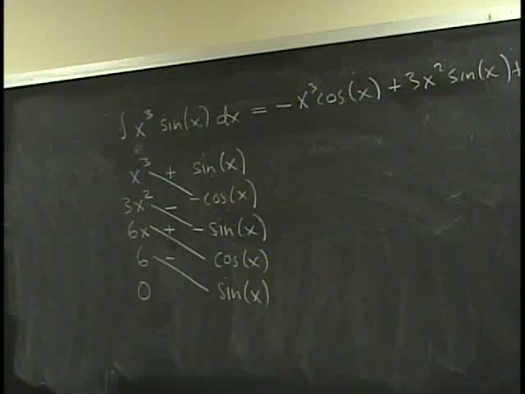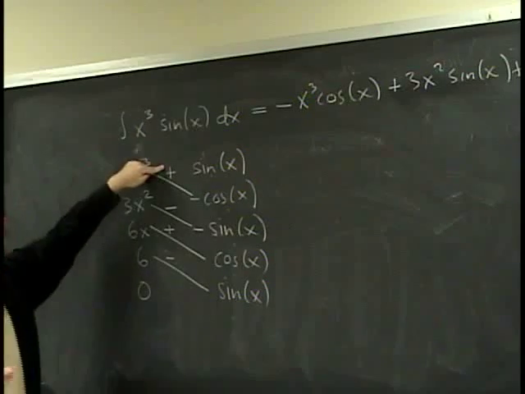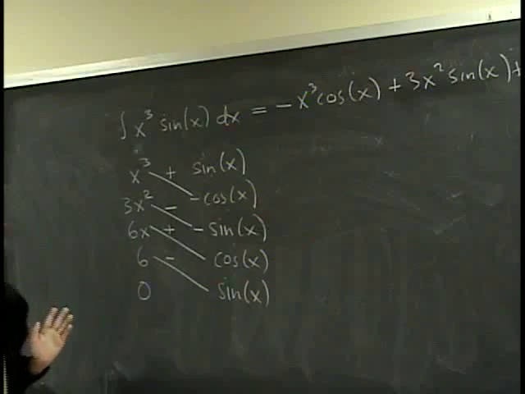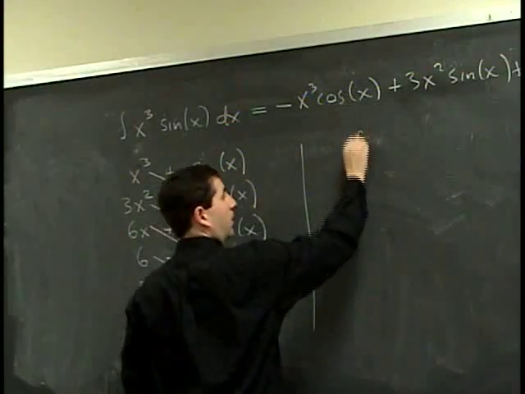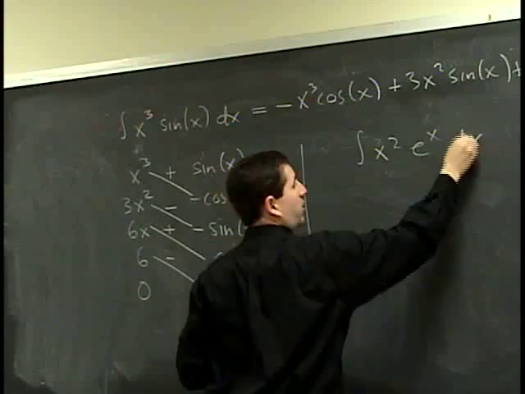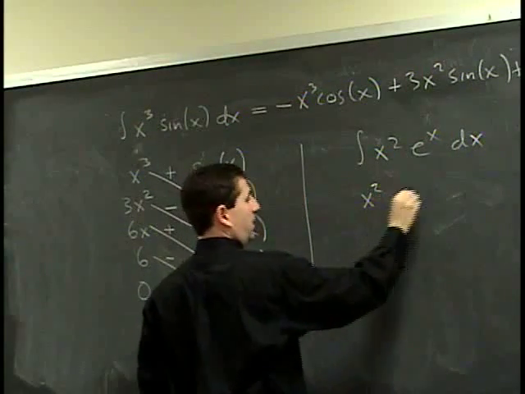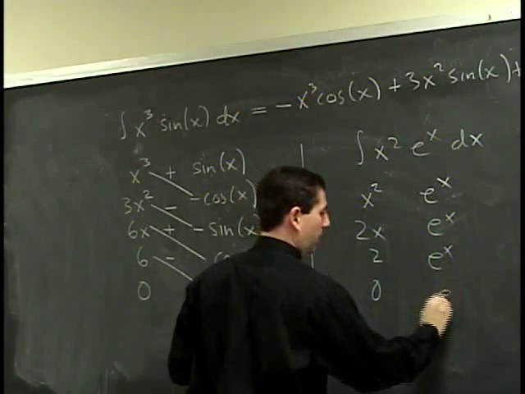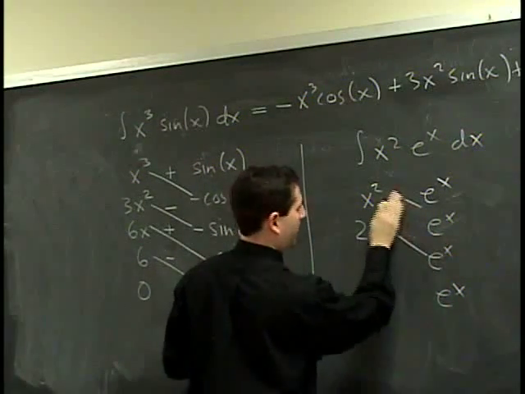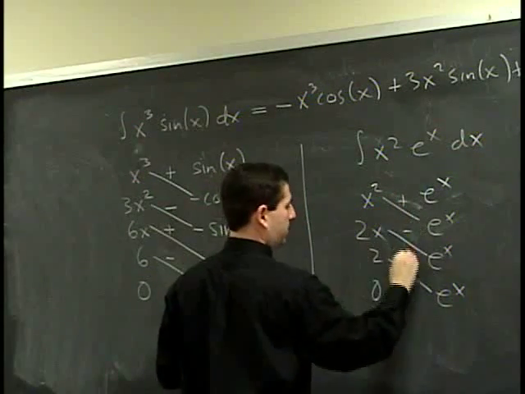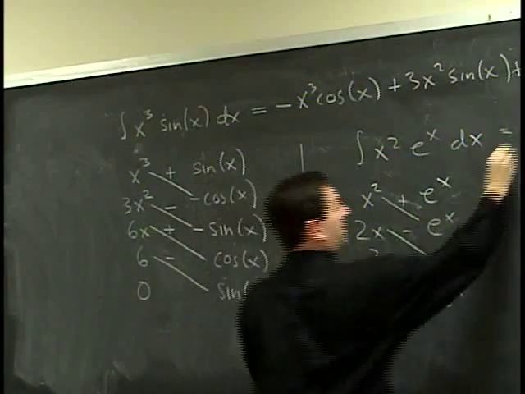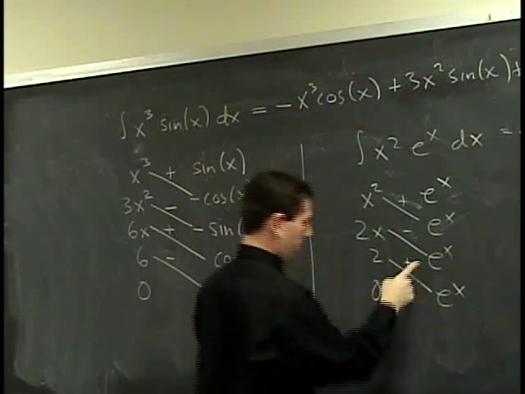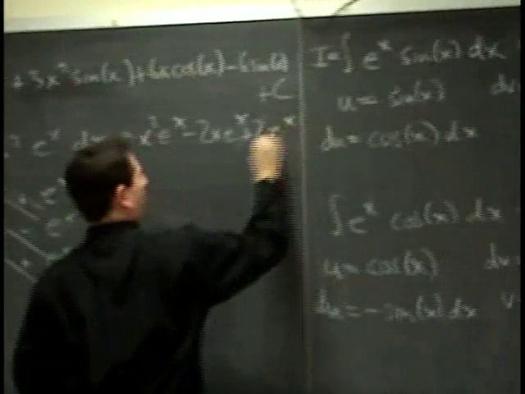Once you get the plus and minus, it's all the same. Always start with a plus, plus, minus, and then alternate. So earlier we did x squared e to the x, and remember, it took us two rounds of integration by parts. But if we do it like this, we can do it much faster. x squared, 2x, 2, 0, e to the x, e to the x, e to the x. Oops, forgot one. Plus, minus, plus. So we get x squared e to the x, minus 2x e to the x, plus 2e to the x, plus.